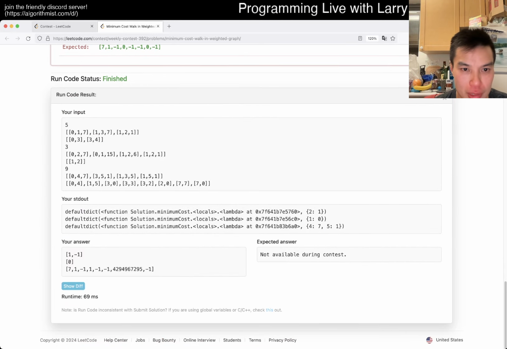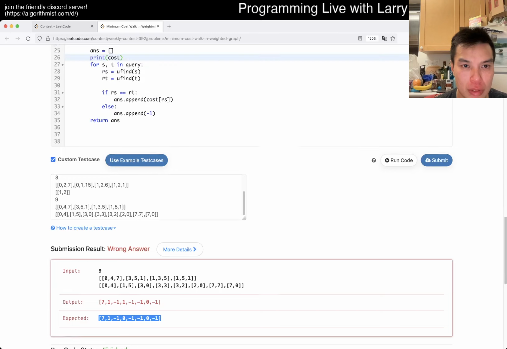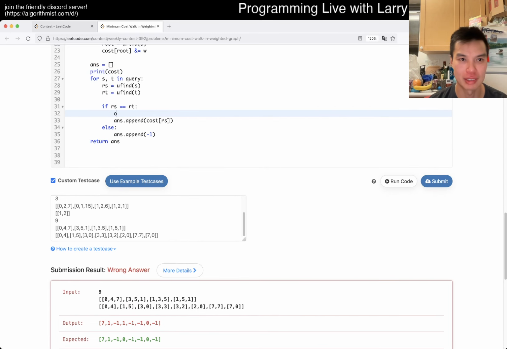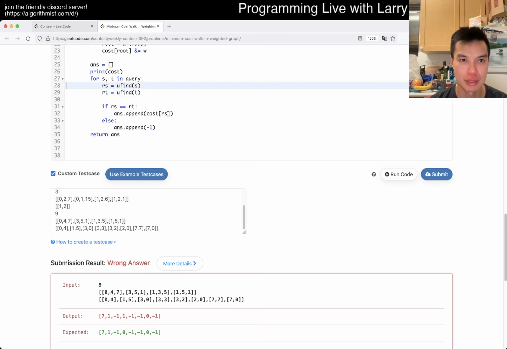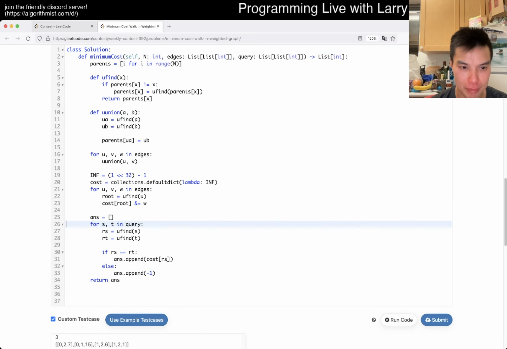4 and 5, yeah, okay. Four is seven, okay, but isn't three? Oh, three should become one. Why is my answer one? Oh, no, it's expected zero. So it's just consistent that if it's the same, then it's zero. Is that right?